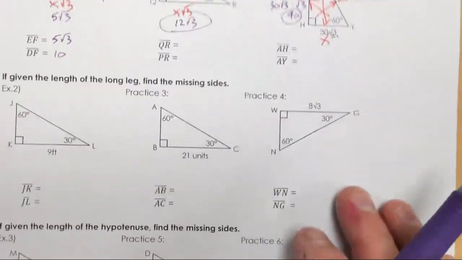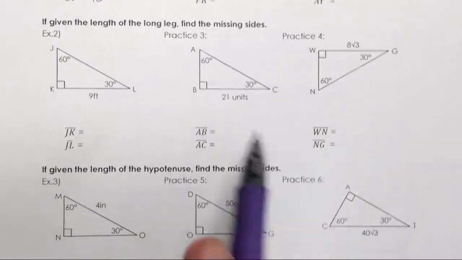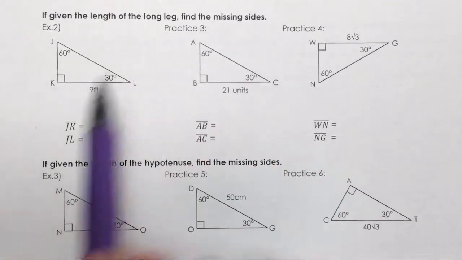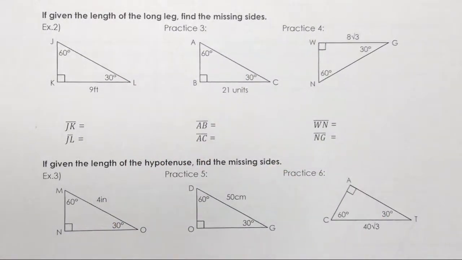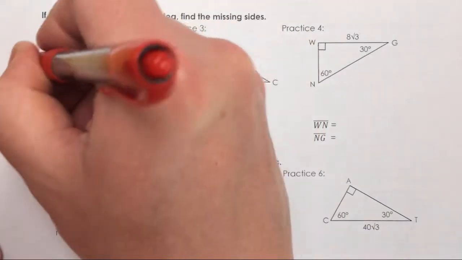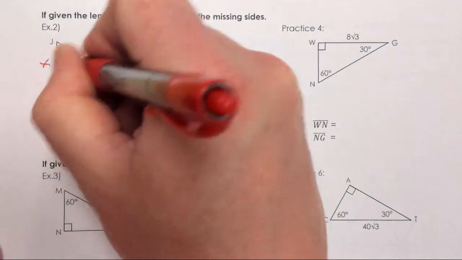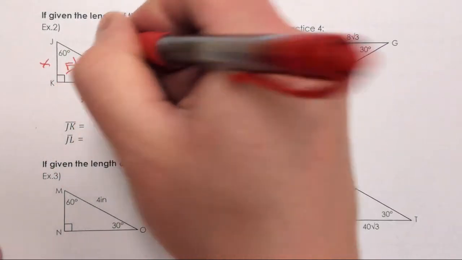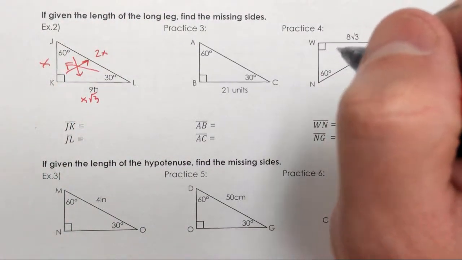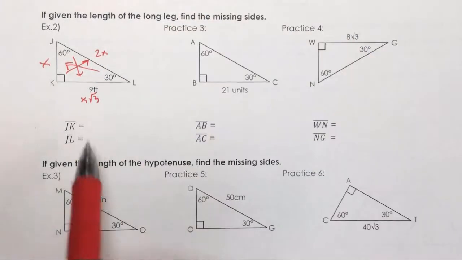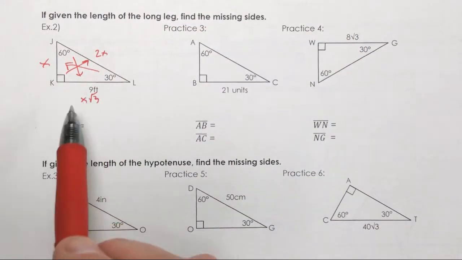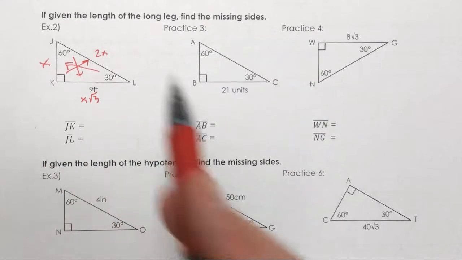So let's move on to a little bit more challenging example. It says, if given the length of the long leg, find the missing sides. So we're going to label opposite the 30 x, opposite the 60 is x square root 3, and then opposite the 90, I'm going to label 2x. And this is actually the hardest way we can be given this, because whenever the long leg is a whole number, it makes the math a little bit more complex.